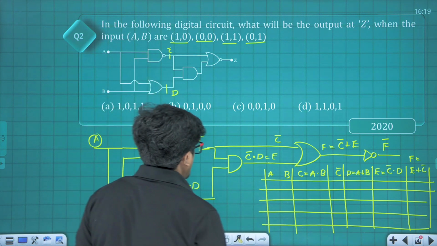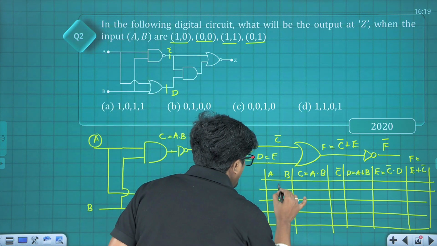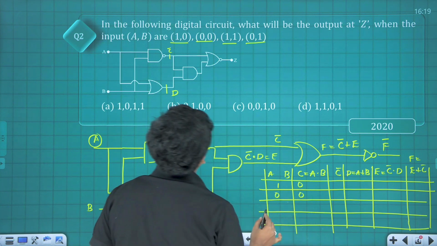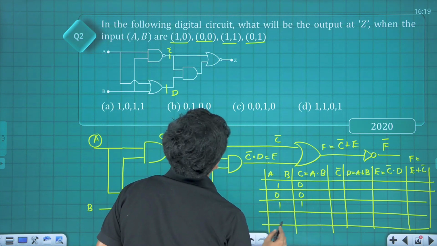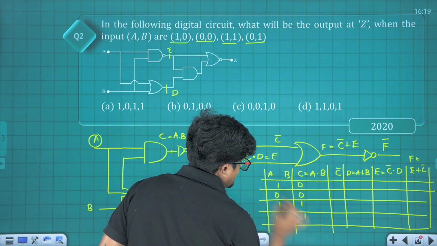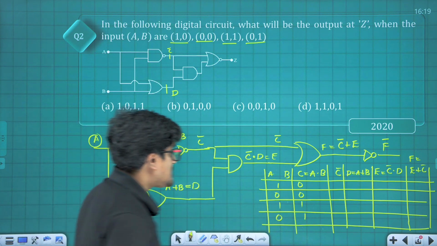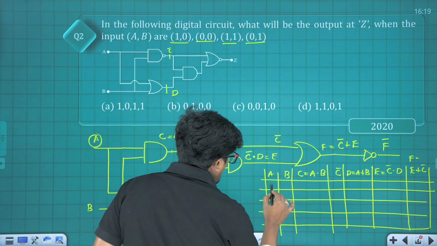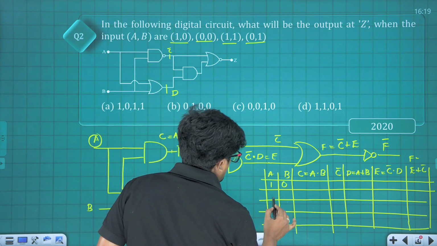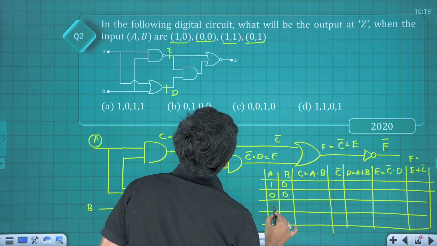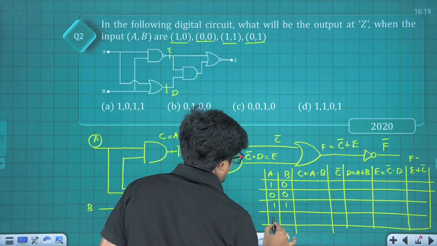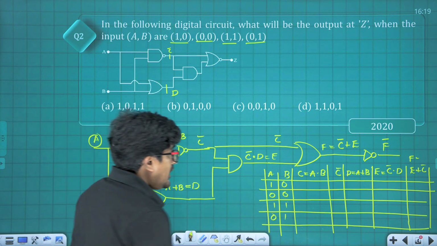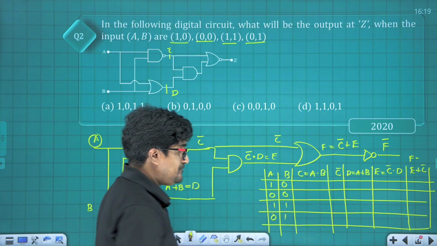Now our input values, it was 1 0 0 0 1 1 0 1. All right, yes, our values are 1 0 0 0 1 1 0 1. Okay, first of all, it is A dot B.